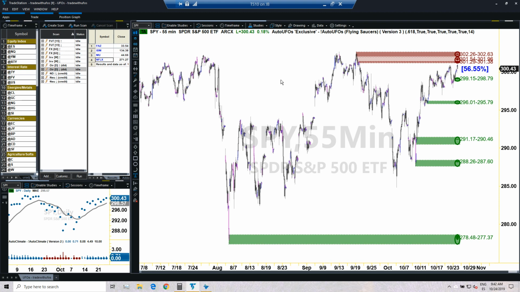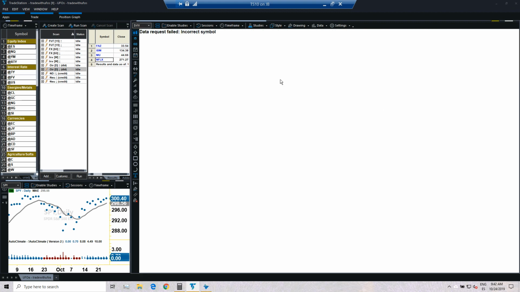Okay, so in the meantime, I'm looking at the S&P. The S&P moving higher. Sorry, I want to look at the VIX as well.